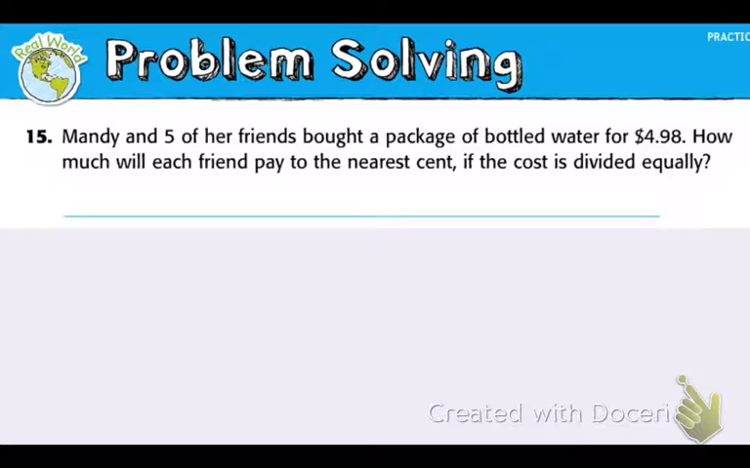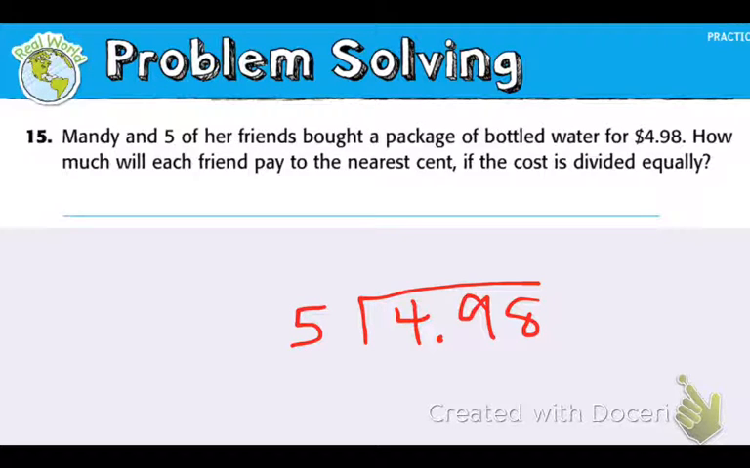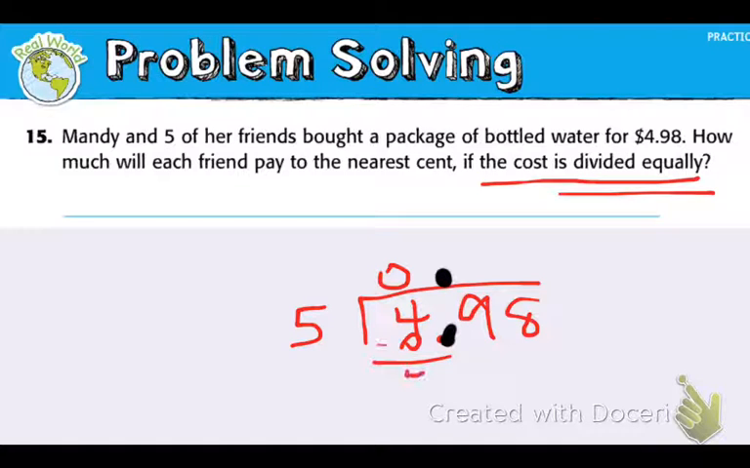Moving into problem solving, Mandy and 5 of her friends bought a package of bottled water for $4.98. How much will each friend pay to the nearest cent if the cost is divided equally? So how much does each of the 5 friends have to pay? Step 1, bring your decimal into your quotient. 5 will not divide into 4. Okay, I know 5 times 0 is 0, so I'm going to go ahead and subtract 0. I have 4 left over.